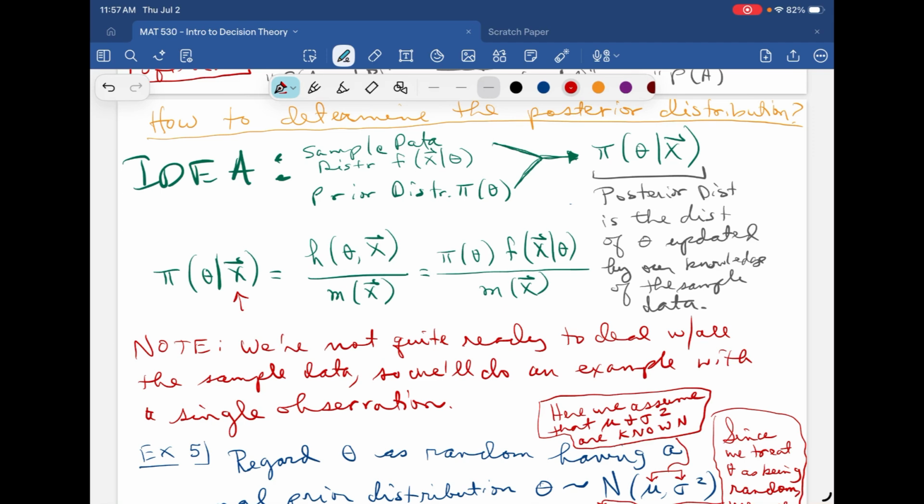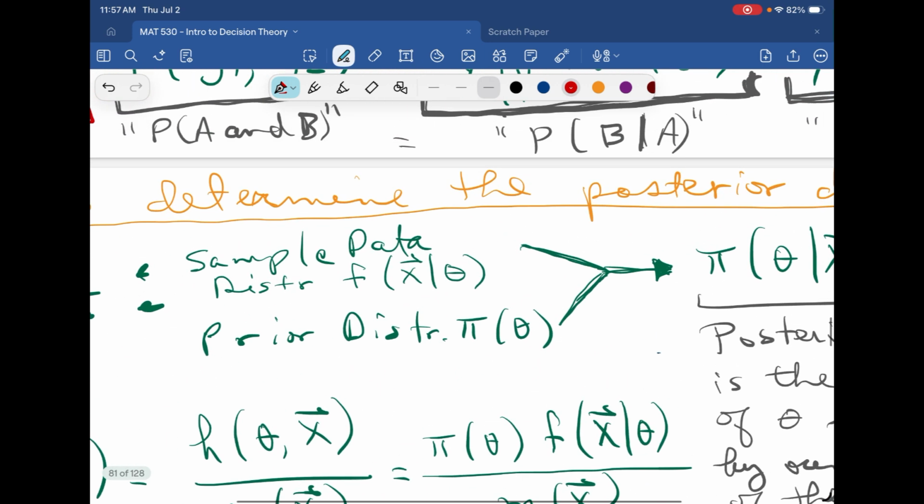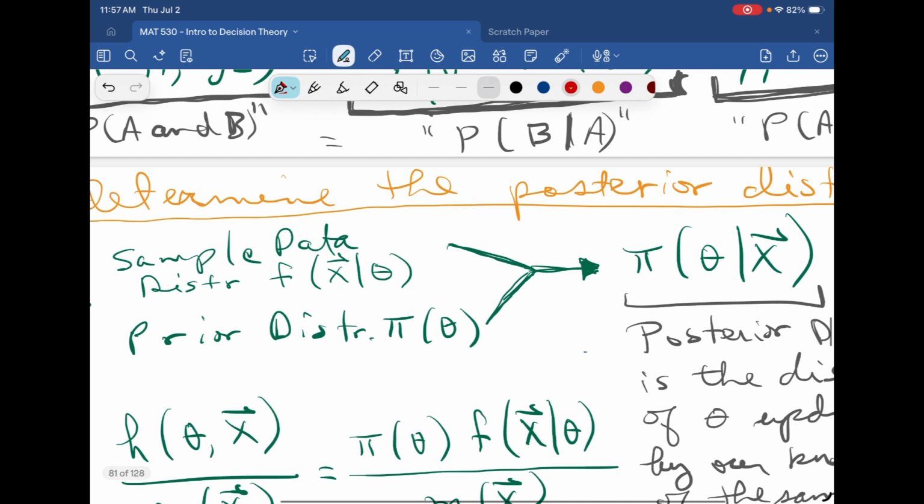In this video, we're going to get an introduction to Bayesian analysis, and we're going to see a preview of the content of Chapter 4. So our objective here is to get what's called the posterior distribution. Let's zoom in a little bit here.